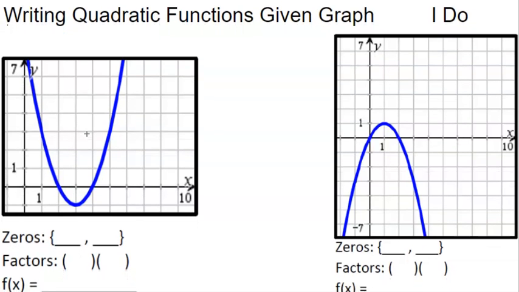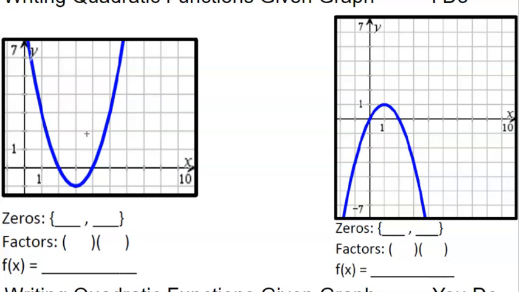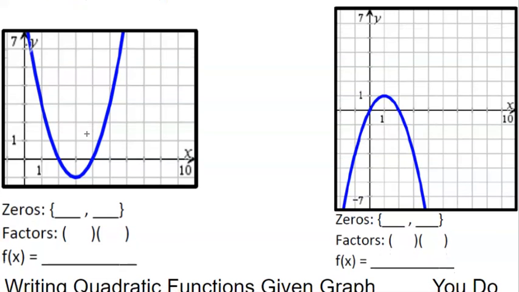Writing a quadratic function given a graph. So you're given these graphs right here. This was opening upwards. You want to identify the zeros on the graph. If you're graphing this on Desmos, all you have to do after you've graphed it is click on the points that cross the x line. So it appears that these points right here are 2 and 4. So our zeros are 2 and 4. So your factors would be x minus 2 and x minus 4. And it's a positive a because it's opening upwards.